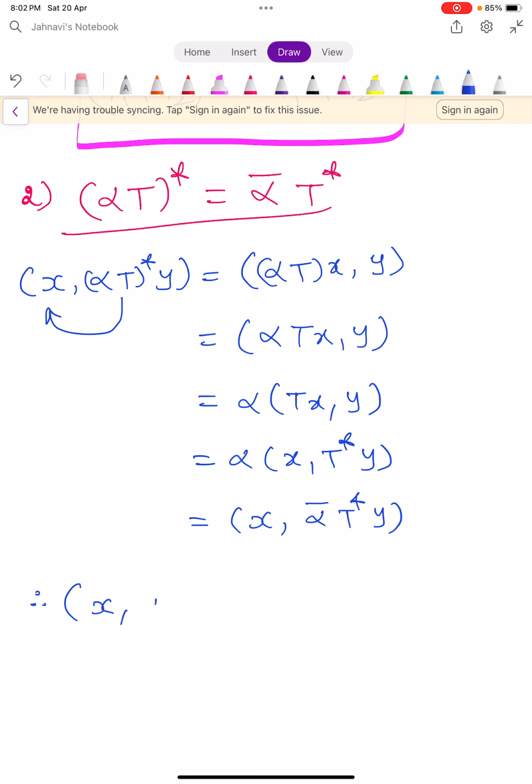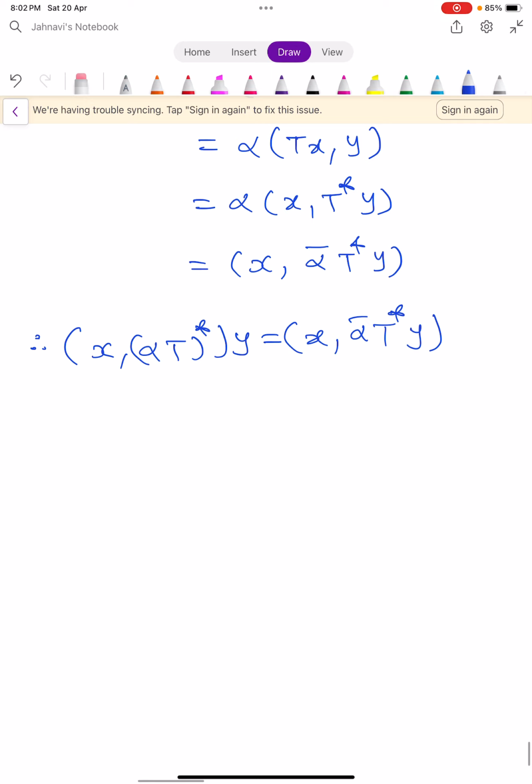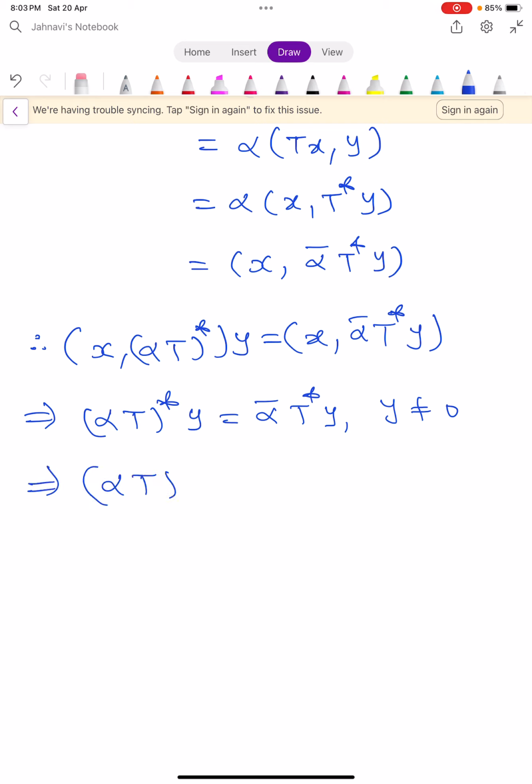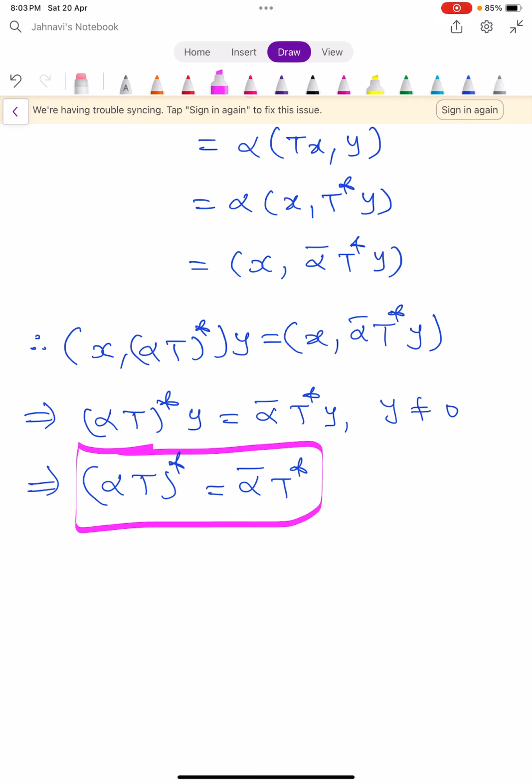So we prove this condition: the inner product of x comma (alpha T) whole star into y is equal to the inner product of x comma alpha bar T star into y. So again this is equivalent to (alpha T) whole star into y is equal to alpha bar T star into y, where y is not equal to 0. So you simply conclude that (alpha T) whole star is equal to alpha bar into T star, which is the required second property of our theorem, where alpha is a scalar.